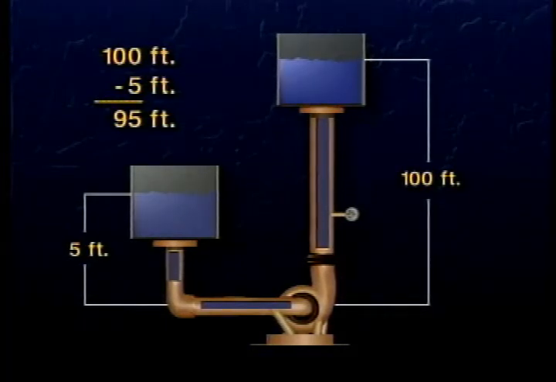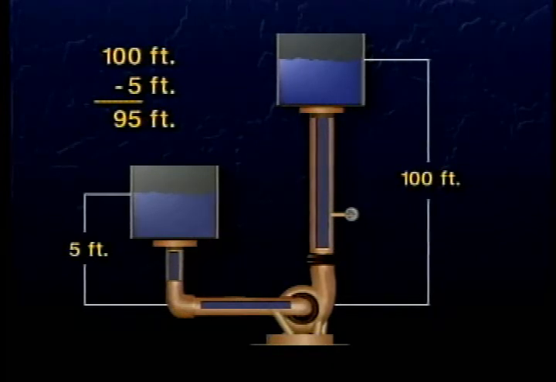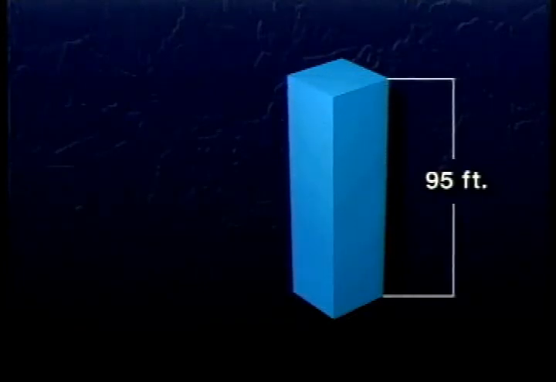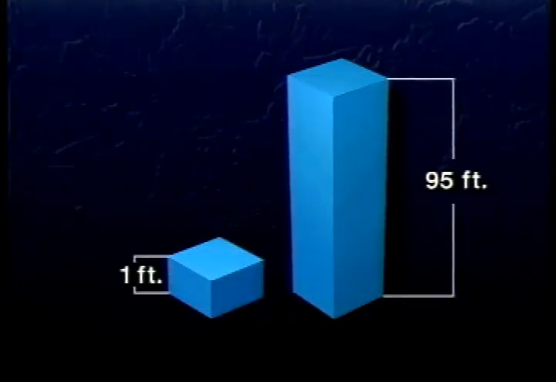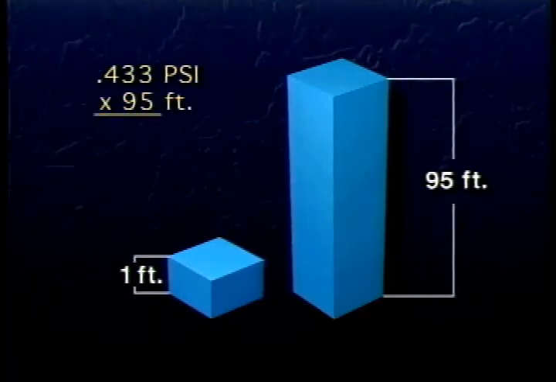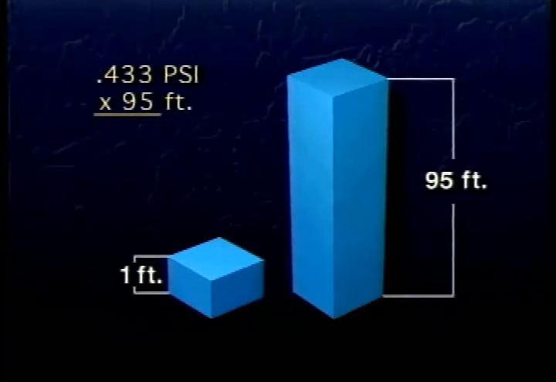At this point, you may be asking yourself, 95 feet of what? Well, the head is equal to the pressure exerted by 95 feet of water. Now, 1 foot of water exerts a pressure of 0.433 pounds per square inch, or PSI. So 95 feet of water exerts a pressure of 95 times that. 95 times 0.433 psi equals 41 psi. Pressure in psi and head in feet are just two different ways of saying the same thing. The pump must develop 41 psi, or the head equals 95 feet.